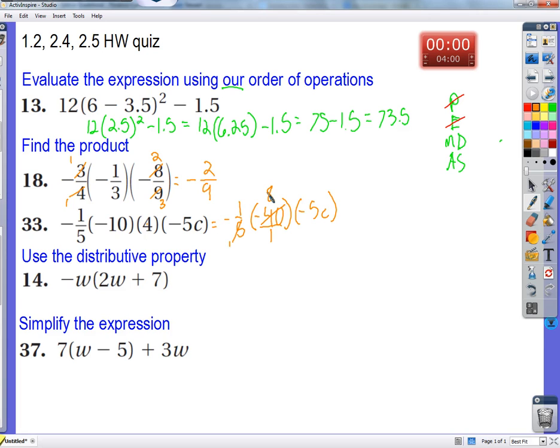If we multiply 40 by 1 fifth, I'm kind of leaving out the negative signs when I talk about it, but when you multiply 40 by 1 fifth, you're really dividing 40 by 5. 40 divided by 5 is 8. But that way it's exactly the same thing. So we get negative 1 times negative 8, and we'll get positive 8 over 1, okay? So 8 times negative 5c. And we get?